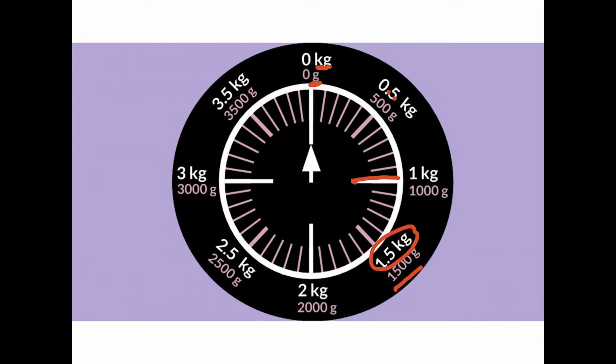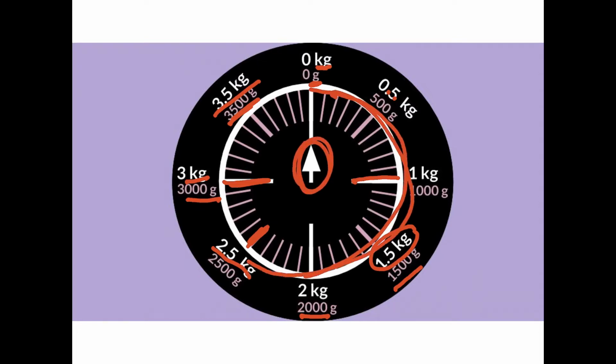Okay. 2 kilograms or 2,000 grams. 2.5 kilograms is right here or 2,500 grams. 3 kilograms or 3,000 grams. 3.5 kilograms or 3,500 grams. And if it's weighing, it goes all the way around. If this arrow right here goes all the way around and then points back up to the top, then that would be, how many grams do you think? 4 kilograms, right? Or 4,000 grams.